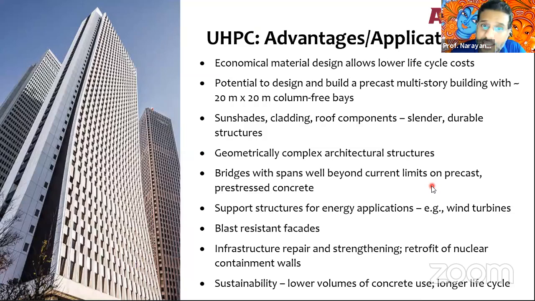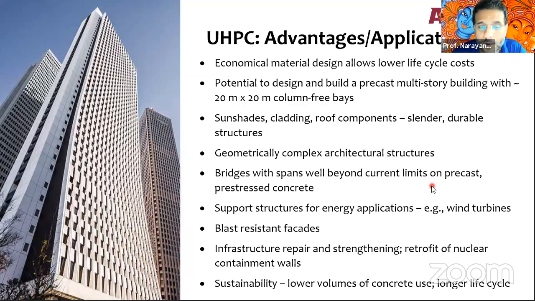If you can design the material cheaper, you can reduce the life cycle cost because this material is going to be a lot more durable than your conventional concrete, which I'll show in a minute. Now, because this is very strong and you can build in ductility features, you can design and build a precast multi-story building with about 20 by 20 meter column-free base, which means you can get large open spaces because of the extremely high strength. You can use it for sunshades, cladding, roof components, all of those because they are all slender and durable.